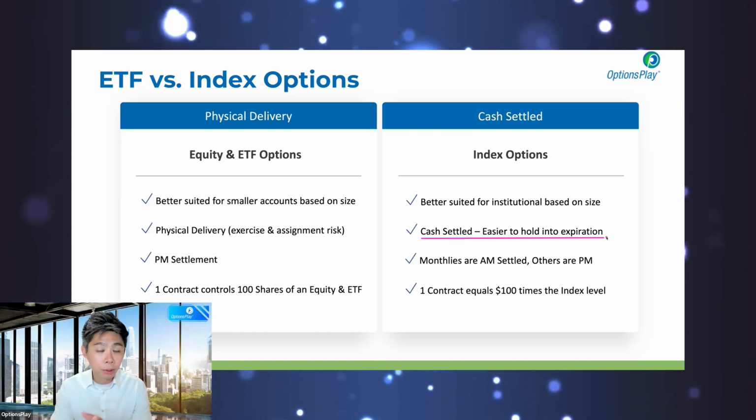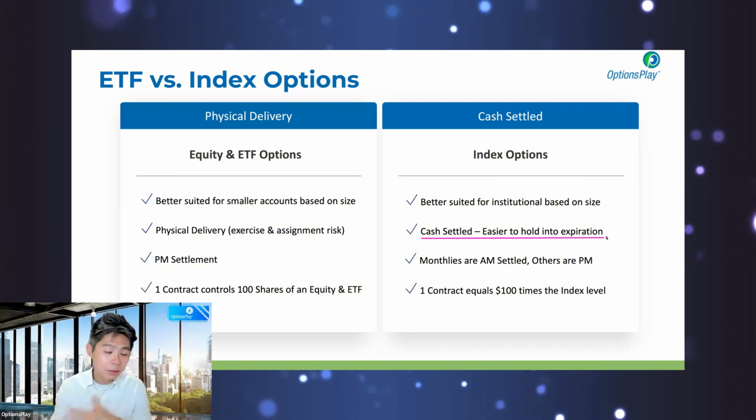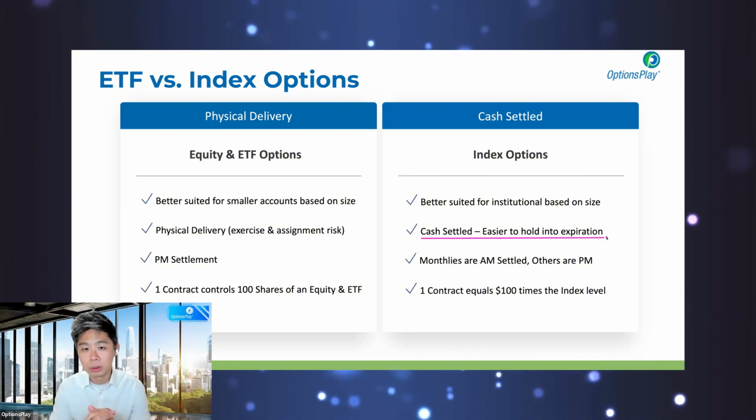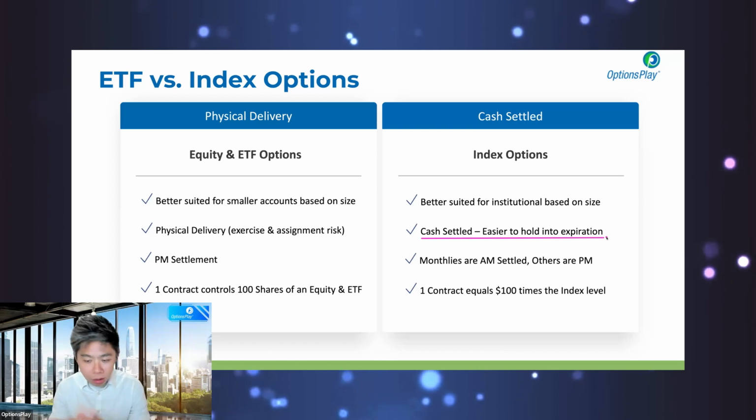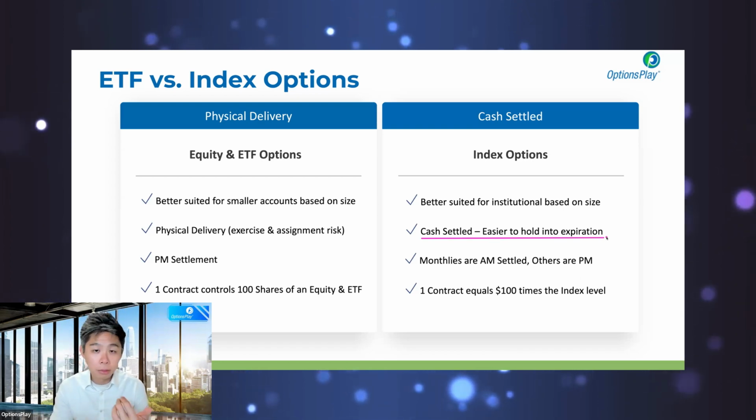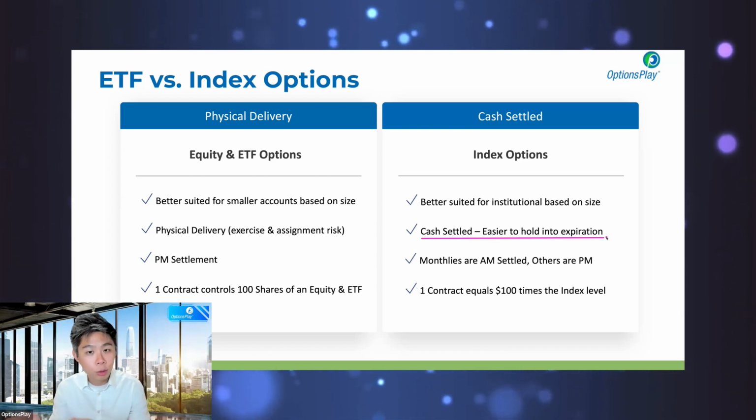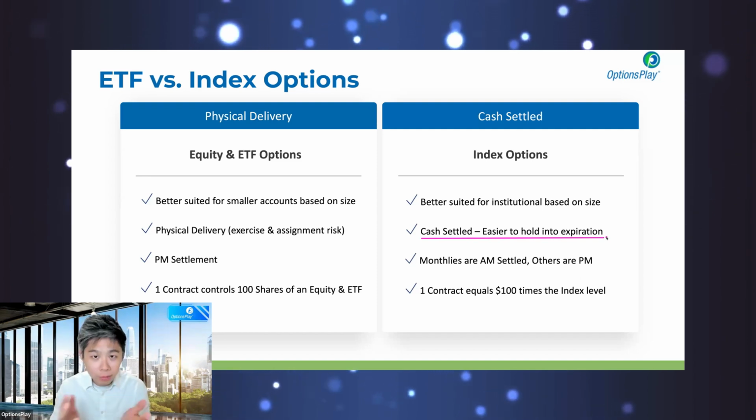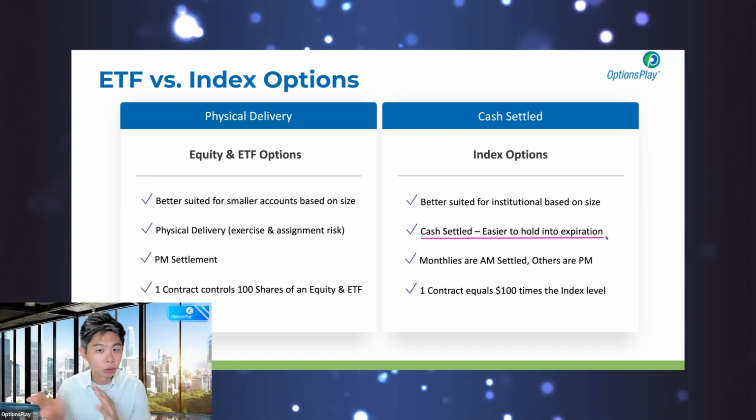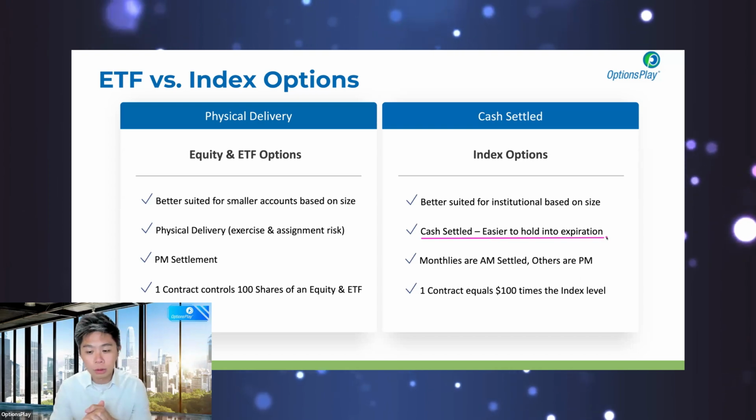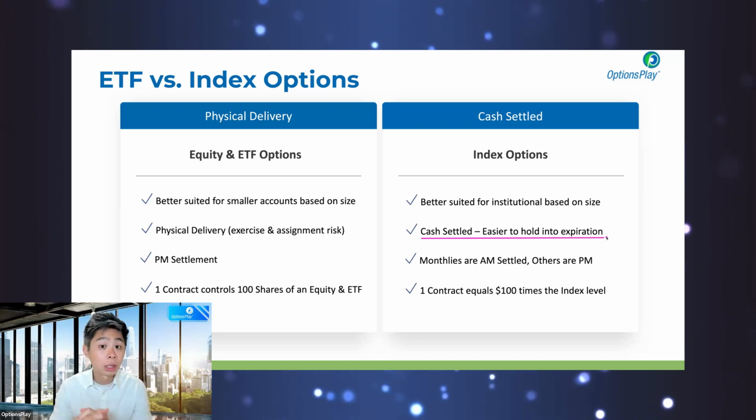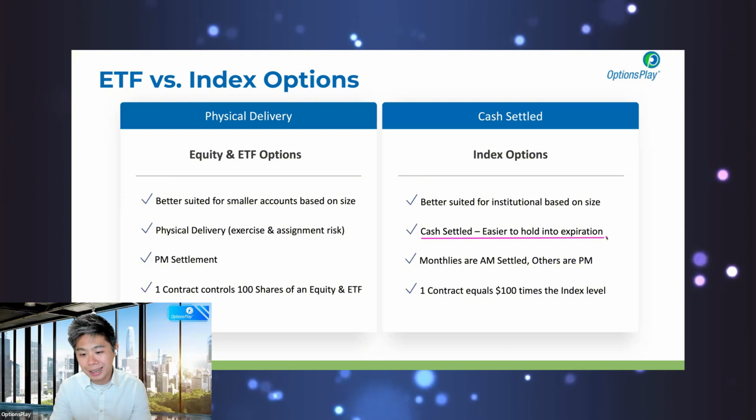Cash settlement, they're European, which means that you don't have early assignment, even though that's usually not that big of an issue with 0 days to expiration. There are some complexities in terms of monthly options or AM settled, so you generally want to avoid trading those. Most of them, in terms of dailies, are PM settled, so those are predominantly what you'll be trading. And each contract refers to typically 100 times the index level.